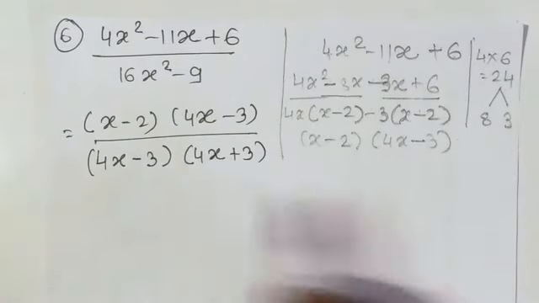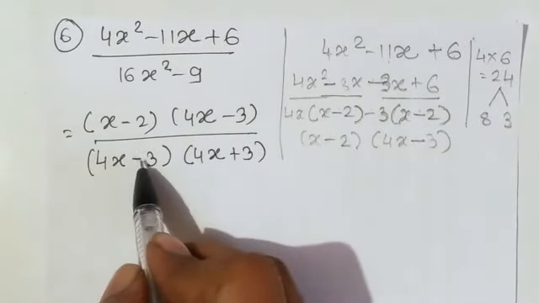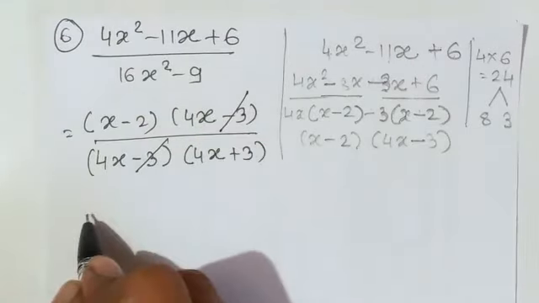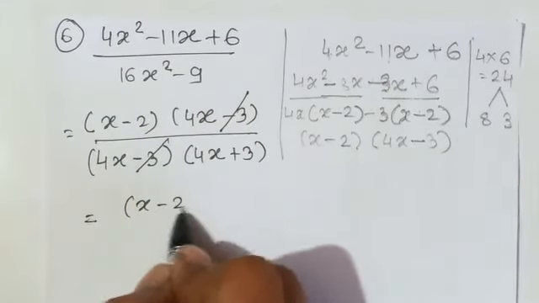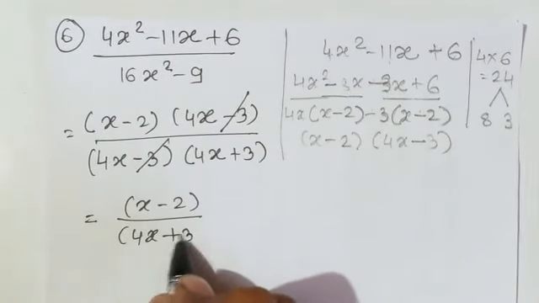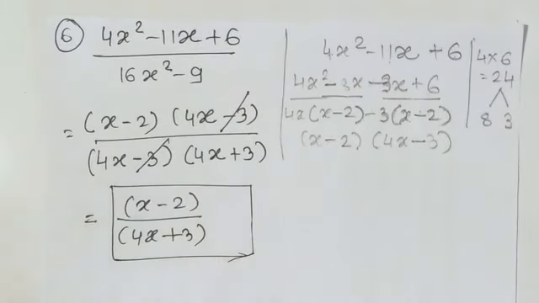Now students, we have to cancel the like terms. 4x minus 3 and 4x minus 3 will be cancelled. Whatever is remaining, x minus 2 in one bracket and 4x plus 3 in another bracket. So this is the answer which you can write in your notebook. Like that way you can solve the remaining questions from practice set number 6.4.